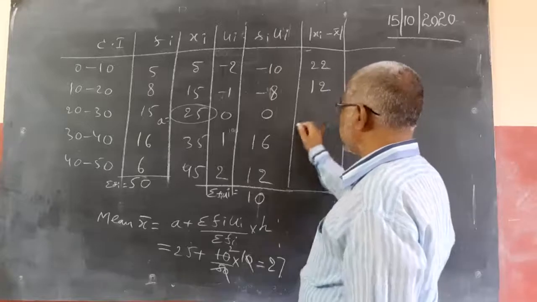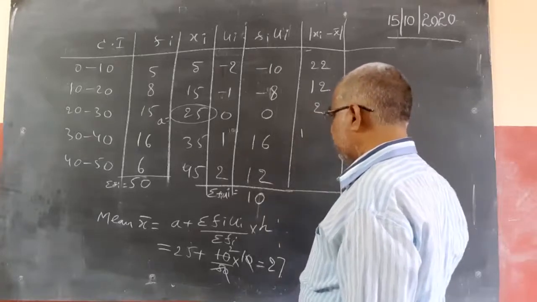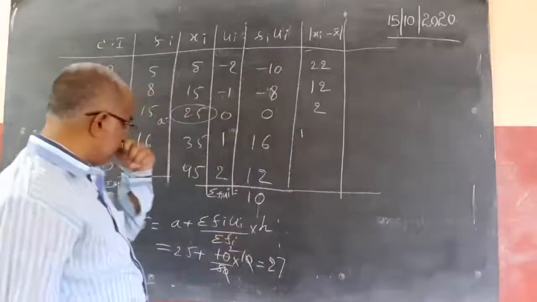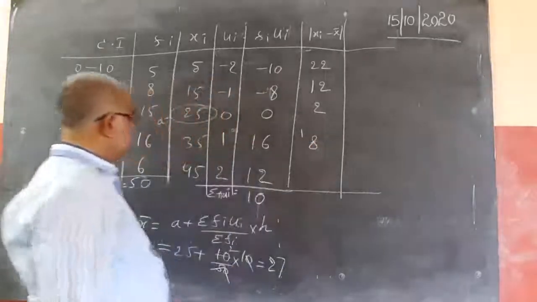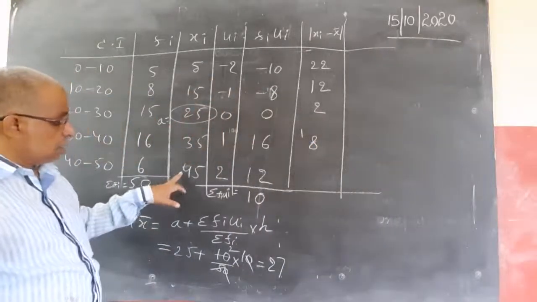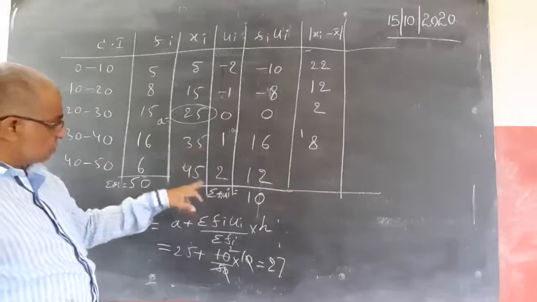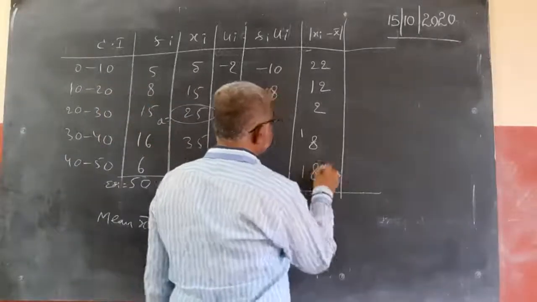25 minus 27 is 2. 35 minus 27 is 8. Next, 45 minus 27 is obviously 18.